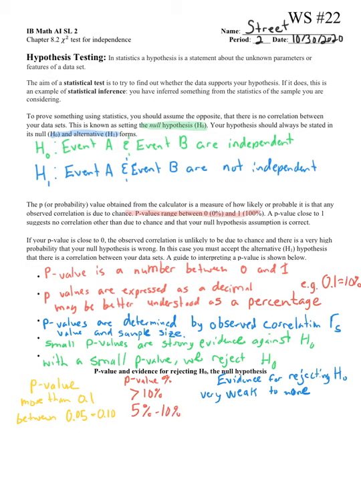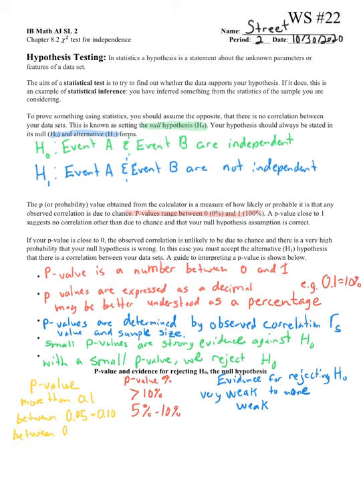All right, so 5 to 10%, that's still pretty weak. It is possible in the IB exam they'll ask you for a 10% significance factor, but usually we're not going to worry about that. Usually it's more like 5% is when we start to worry.